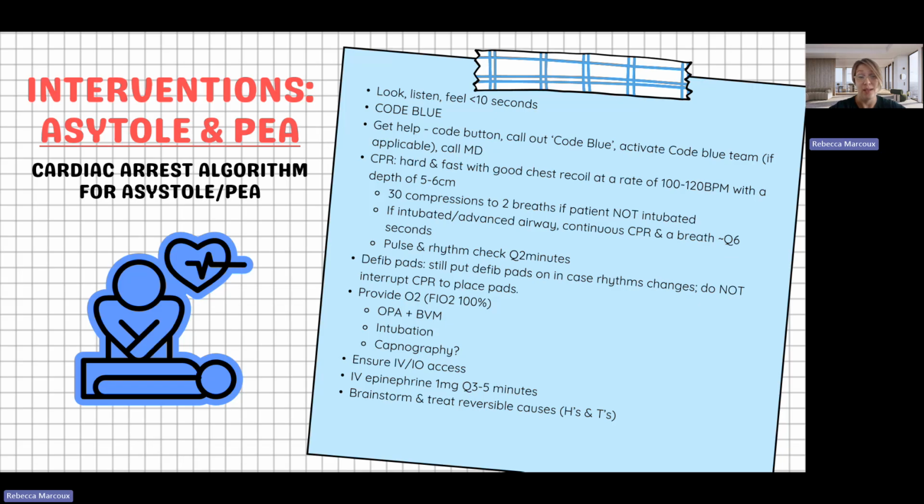We would still give our epi every 3 to 5 minutes. We want to brainstorm and treat our reversible causes. Depending who's there, they may be looking at intubating. If there's no one to intubate, think about an oropharyngeal airway and a bag valve mask. And 30 compressions to 2 breaths if the patient's not intubated. If you do get an intubation or an advanced airway, we generally then switch to continuous CPR and a breath every 6 seconds. Okay.